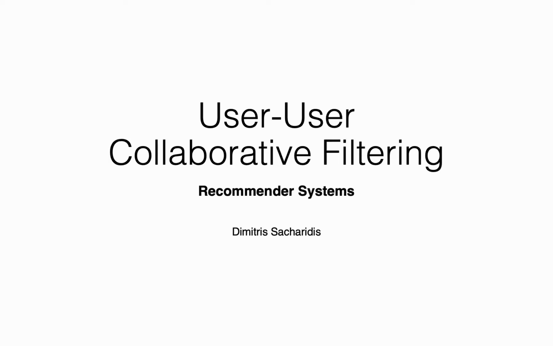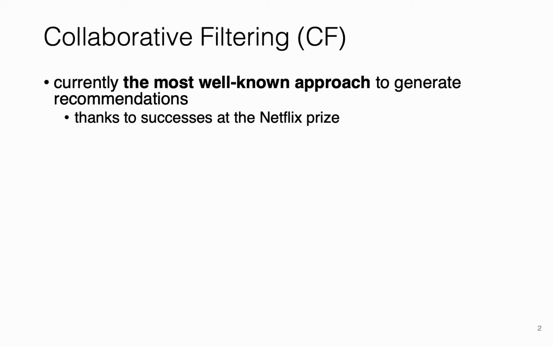In these slides, we will be introducing collaborative filtering, and we will first present one type of this approach, which is called the user-to-user neighborhood approach. Collaborative filtering is currently the most well-known approach to generate recommendations, and this is in large part due to the successes it had at the Netflix Prize. We will be talking more about the Netflix Prize a bit later in the course.